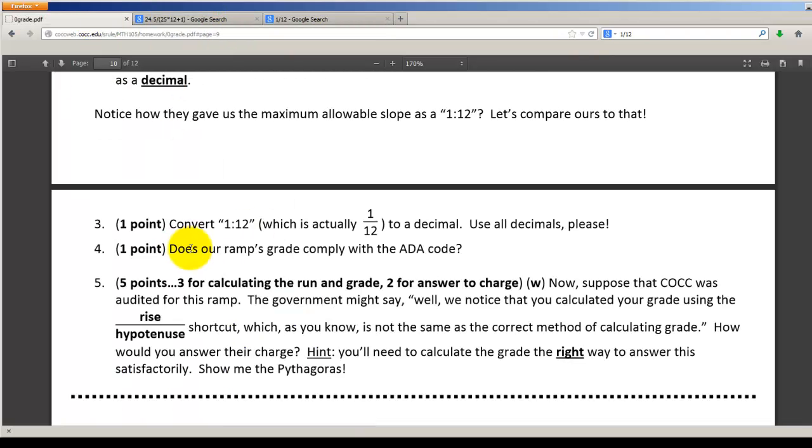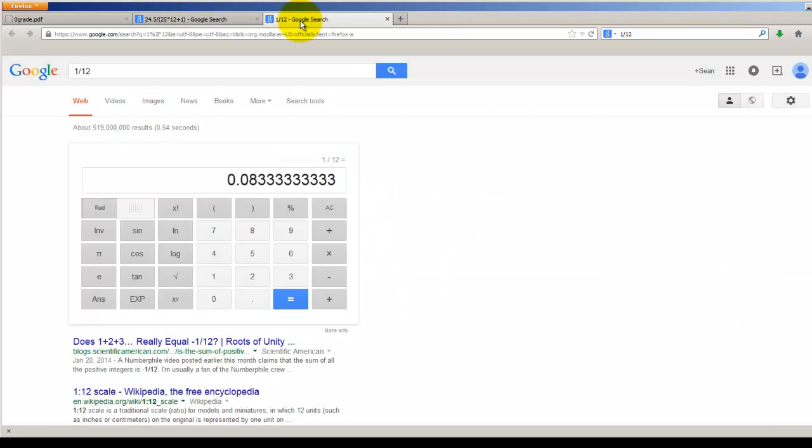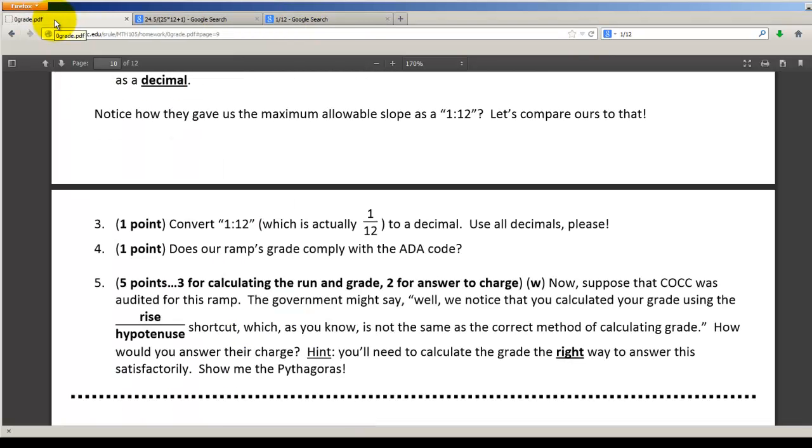So my next question was, does our ramp's grade comply? And the answer is yes. Our grade was 8.1%. Their maximum is 8.3%. So we've got 0.2% leeway. So we're okay. We're shallow enough.